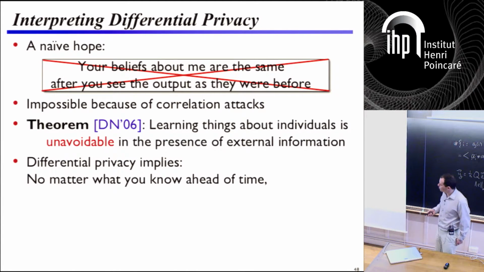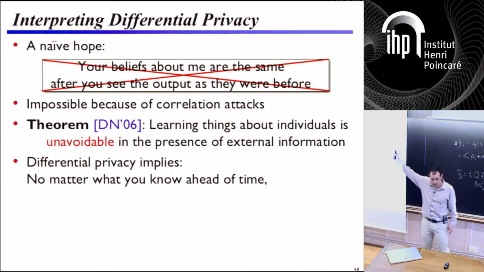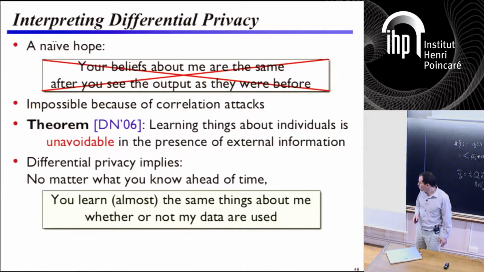Okay, so what about differential privacy? Differential privacy doesn't imply this, right? It can't. But what it implies is that no matter what you knew about me ahead of time, you'll learn essentially the same things about me, regardless of whether or not my data were actually used in the computation, regardless of whether my data were in the data set.